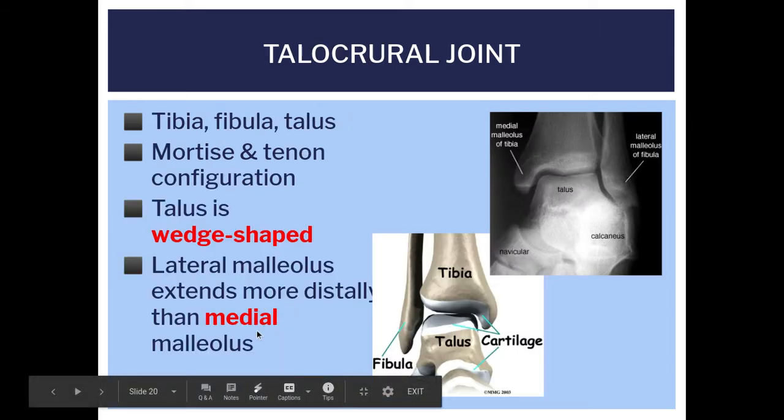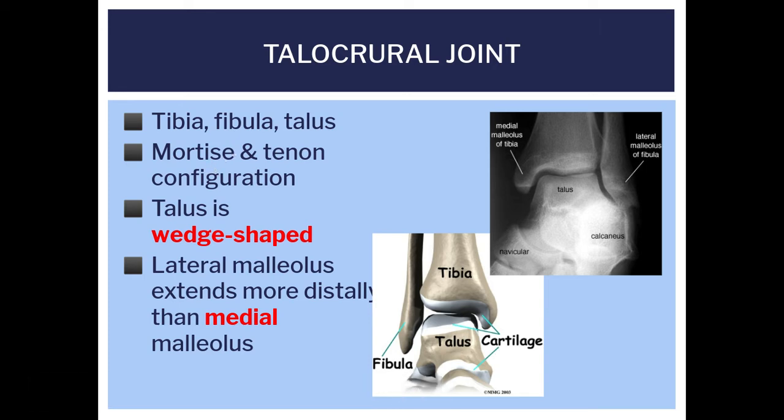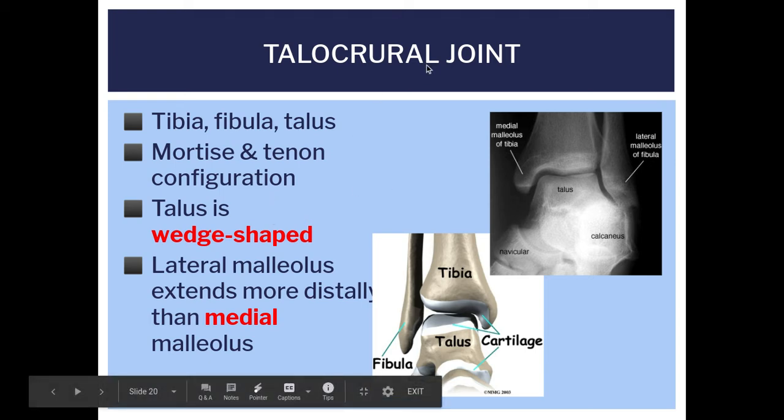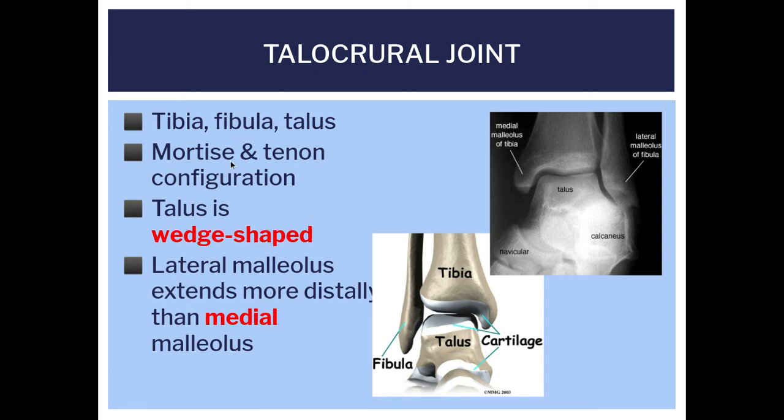Just above that, like I mentioned, you have your talocrural joint. This is a joint right here where your tibia, fibula, and talus connect. It's also sometimes called the ankle mortise or tenon configuration. I have never called it this, but I have heard it as ankle mortise. So just know the ankle is going to be these three bones, and it's also known as the talocrural joint.